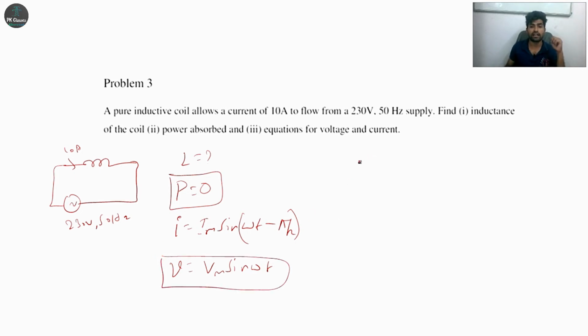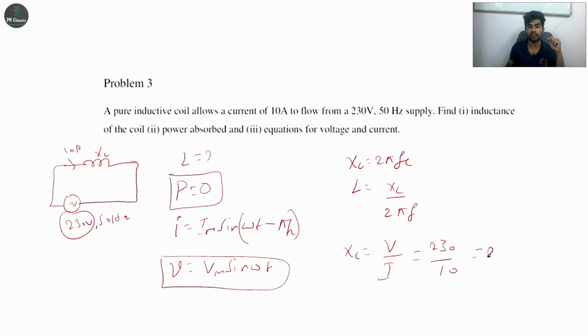So we'll calculate the L value now. XL is equal to what? 2 pi F L, so L is equal to XL by 2 pi F. How to calculate the XL value? Inductive reactance XL is equal to V by I. We can take the values directly: 230 divided by 10, so we get 23 ohm. Substituting, L is equal to 23 divided by 2 pi into 50. You will get 0.073 Henry.